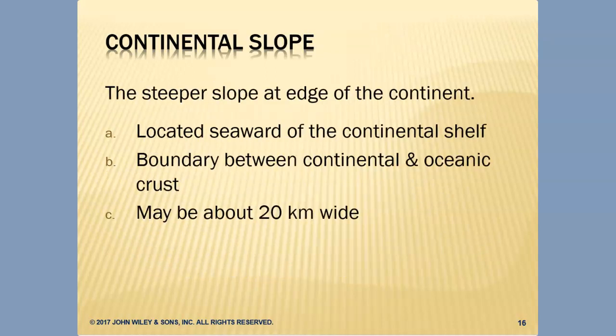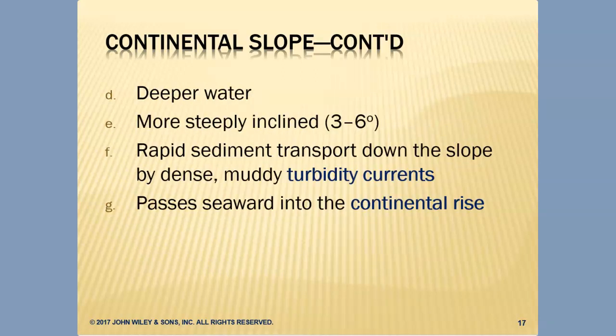The continental slope is the steep slope at the edge of the continent that represents the boundary between continental and oceanic crust. The water is deeper over at the continental slope, and there is a nice incline. It's very steeply inclined, as you saw in the previous picture. Sediment can travel rapidly down those slopes by dense, muddy turbidity currents.